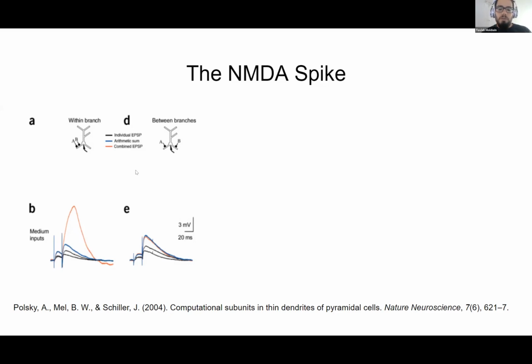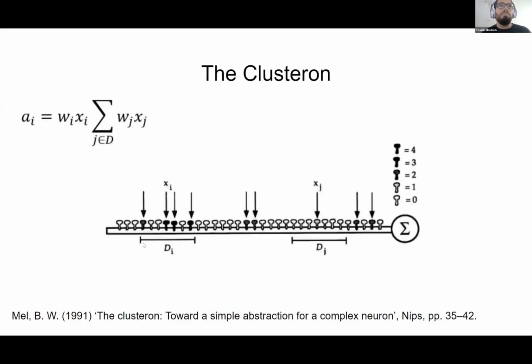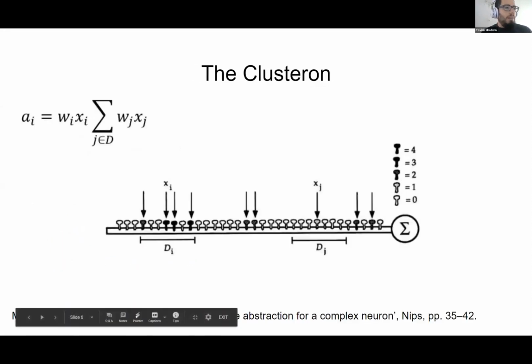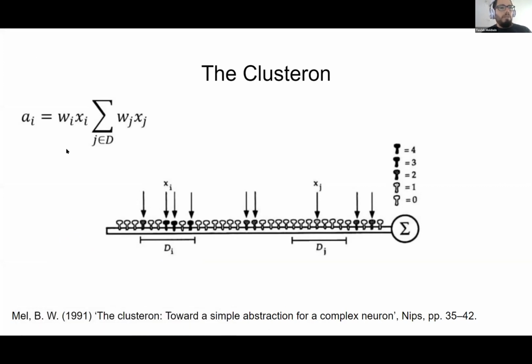But if you put the synapses far away from each other and activate them simultaneously, you no longer have this nonlinear phenomenon. An early model by Bartlett Mell called the clusteron tried to encapsulate this synergistic activity. In this model, synapses are arranged along the dendrite with discrete integer valued locations. The synapses interact with each other in a multiplicative fashion.